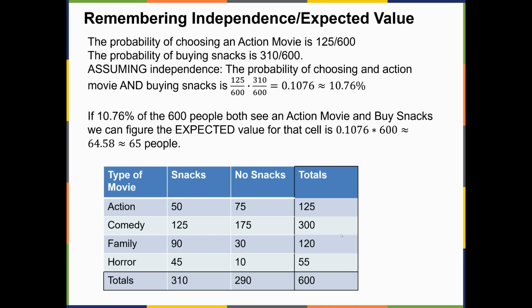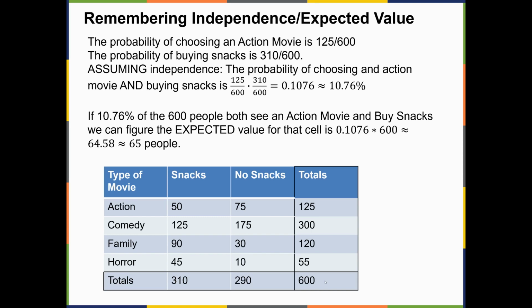The probability of choosing an action movie is 125 out of 600. The probability of buying snacks is 310 out of 600. So if we assume that these are independent, that means that the probability of choosing an action movie and buying snacks is equal to the probability of each independent multiplied together. Probability of A and B equals the probability of A times the probability of B.